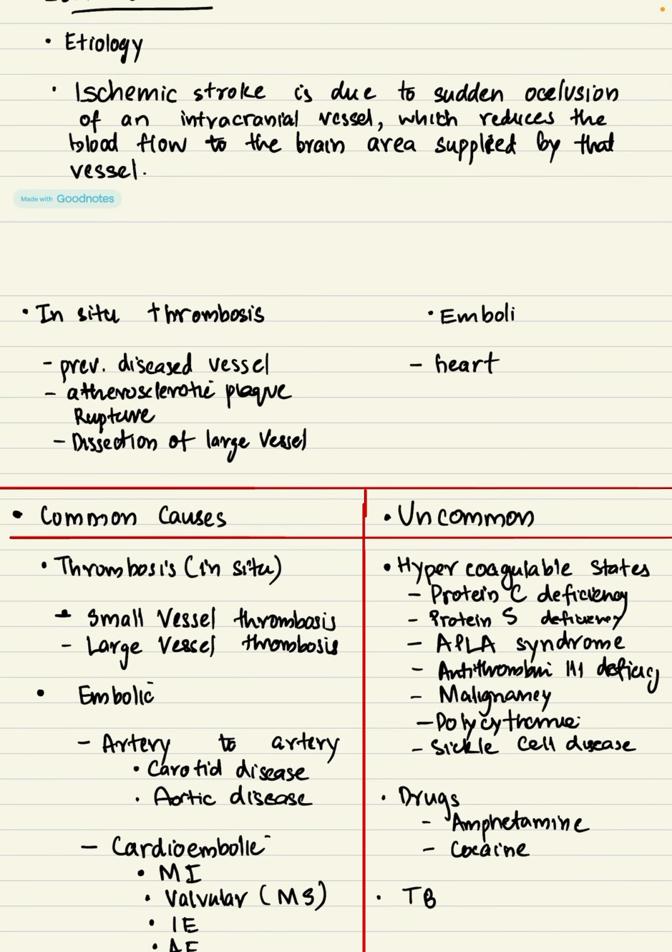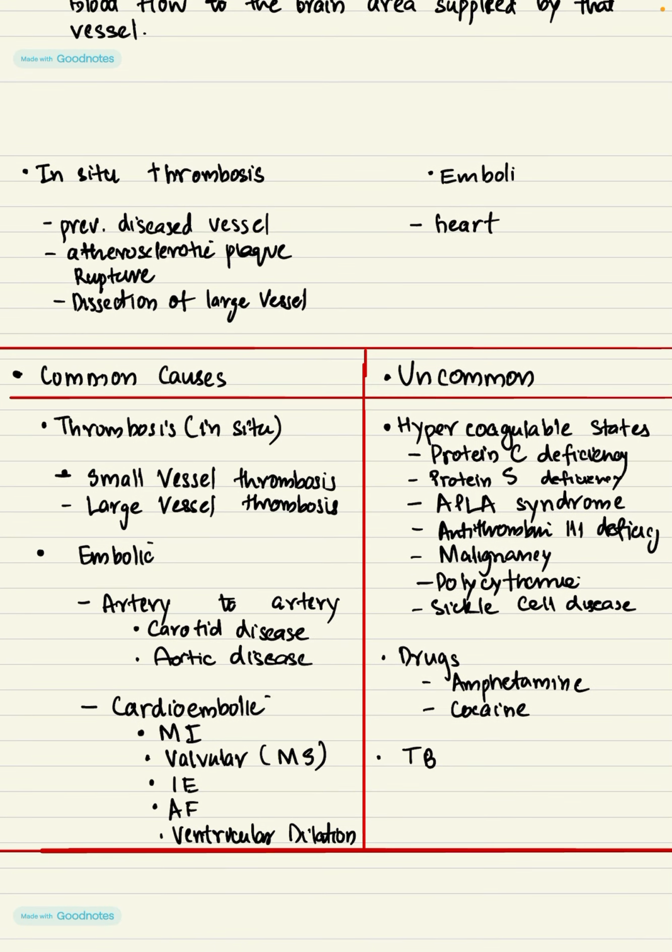Common causes include thrombosis, which is in situ from small vessel thrombosis or large vessel thrombosis. Embolic can be artery to artery, like carotid disease or aortic disease. Cardioembolic includes MI, valvular disease like mitral stenosis, infective endocarditis, atrial fibrillation, ventricular dilatation, cardiomyopathy.